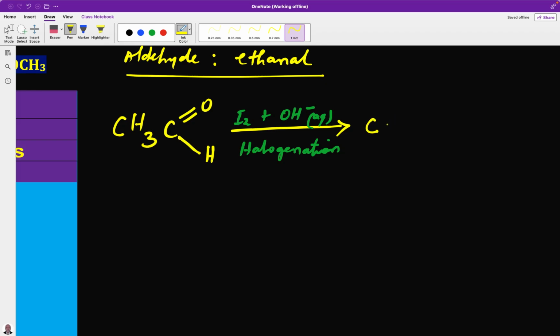We have CH, then the triiodomethane, plus the H, when there is a splitting. Go to our previous video when we were treating alcohols, and you will see how secondary alcohols were undergoing the iodoform reaction. I am just summarizing it here.